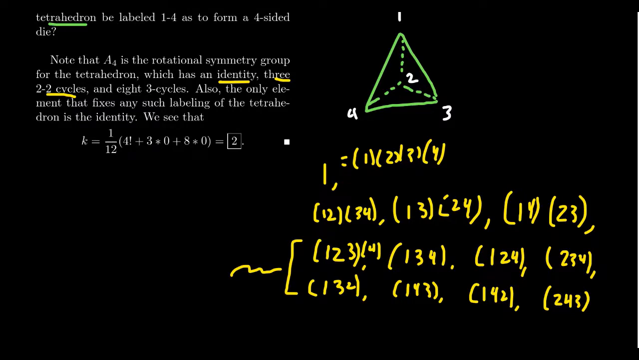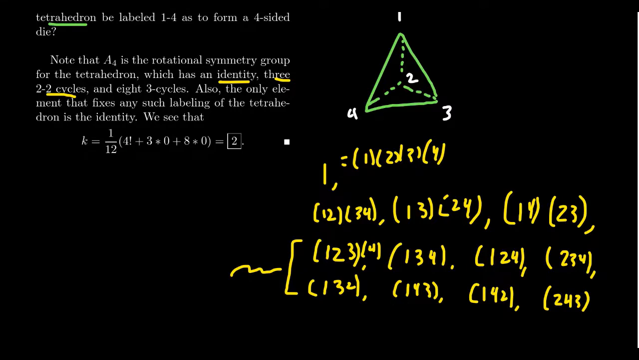So with the tetrahedron, the identity leaves everything fixed. So you get the whole thing. You get all possible labels here, which is 4 factorial. This is a little bit different than the colorings we did before, because we can't repeat colors anymore. A label this time is a permutation. We have to label this one 1, this one 2, this one 3, this one 4. So there's 4 factorial ways you could color, or you could label the die, okay?